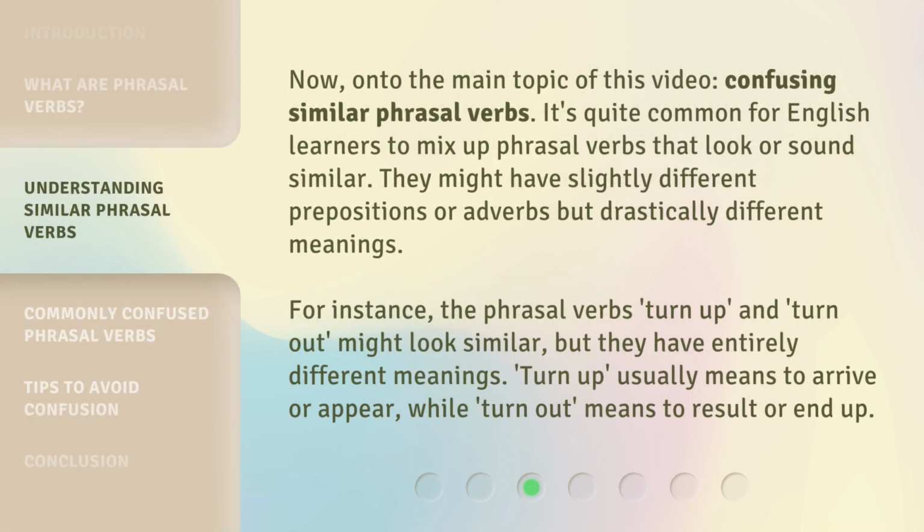Now, onto the main topic of this video, confusing similar phrasal verbs. It's quite common for English learners to mix up phrasal verbs that look or sound similar. They might have slightly different prepositions or adverbs but drastically different meanings. For instance, the phrasal verbs turn up and turn out might look similar, but they have entirely different meanings. Turn up usually means to arrive or appear, while turn out means to result or end up.